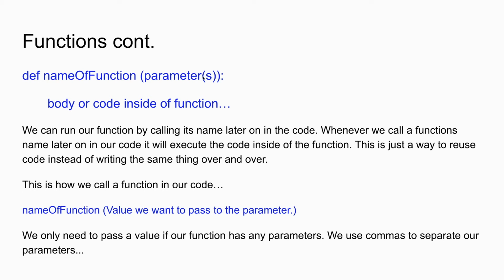A parameter is a variable. So when we pass a value to a parameter, we are basically just storing something inside of a parameter. So if one of our parameters here is a variable, the value we specify over here will be stored inside of the parameter. We use commas to specify our parameters and our values.